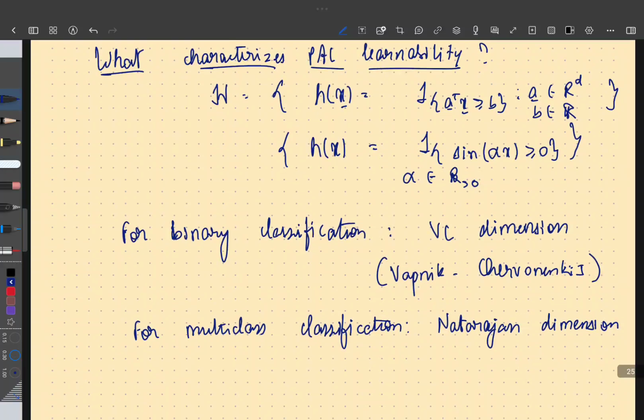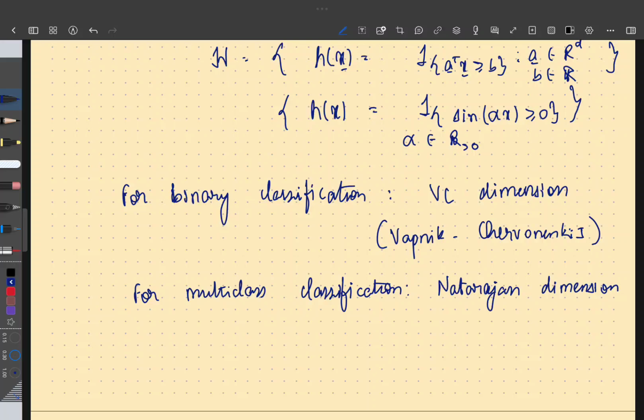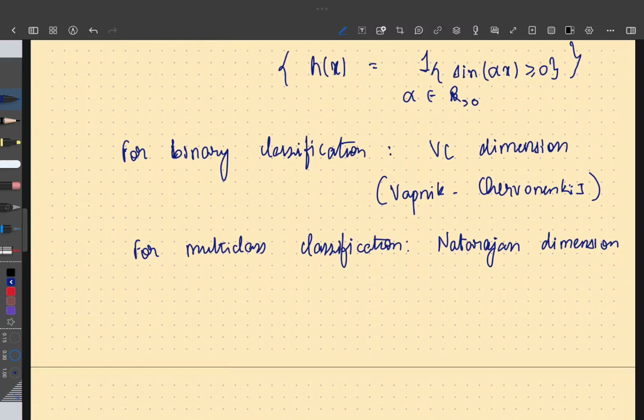Okay, so coming back to what characteristic of the hypothesis class characterizes PAC learnability. For binary classification, it turns out to be this combinatorial quantity called the VC dimension. We'll explore what the VC dimension is, define it, and so on. But just for your information, for multi-class classification, the Natarajan dimension plays the role of the VC dimension for finite classes, as long as the number of classes, that is the label set, is finite.